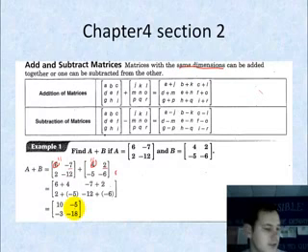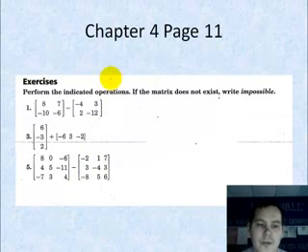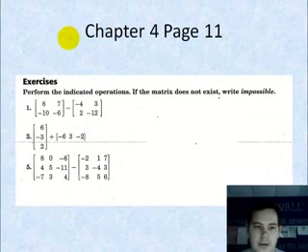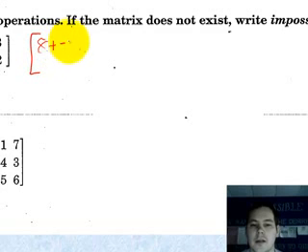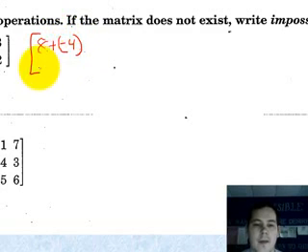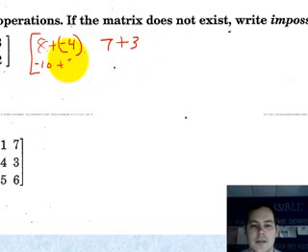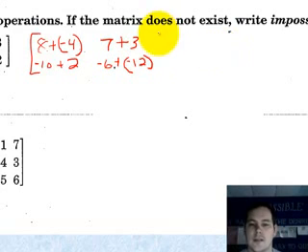We're going to take a look at a couple of the problems from your page. We're going to look at numbers 1, 3, and 5. So here I have 8 in the first one. I have negative 4 in the first one here. So on my new matrix I'm going to have 8 plus a negative 4. I'm going to have a 7 plus 3, negative 10 plus 2, negative 6 plus a negative 12. Be careful with the negatives on these. Now I'm just going to simplify these.